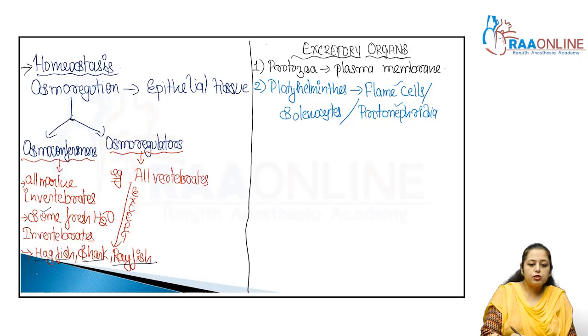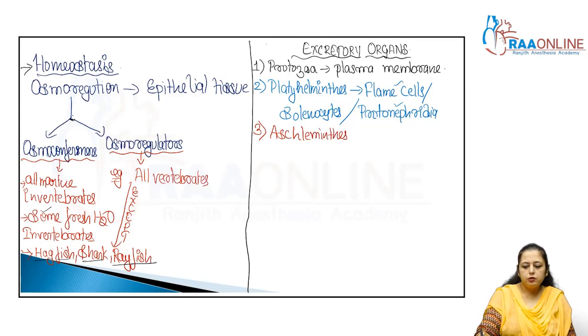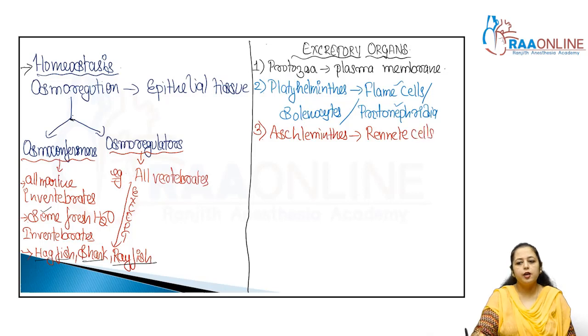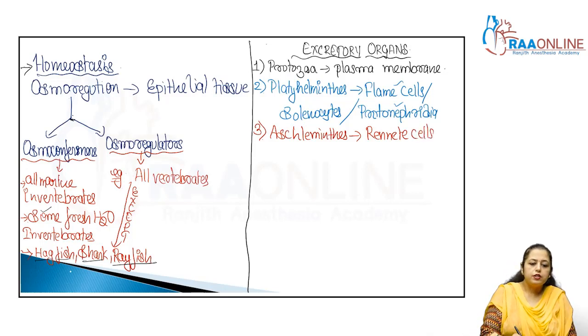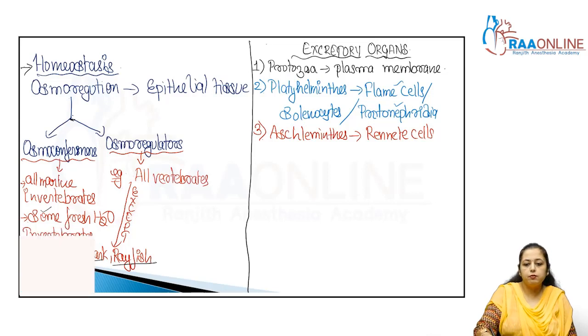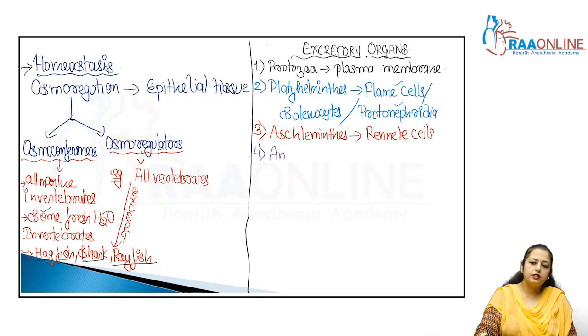When we talk about the next one, that is the Aschelminthes, which is also known as the nematohelminthes, right? For their excretion, they have the rennet cells, which are H-shaped or butterfly shaped, right? The next one, after the Aschelminthes, comes the annelids. In Annelida, nephridia is the excretory organ, right? In Annelida, nephridia is the excretory organ.